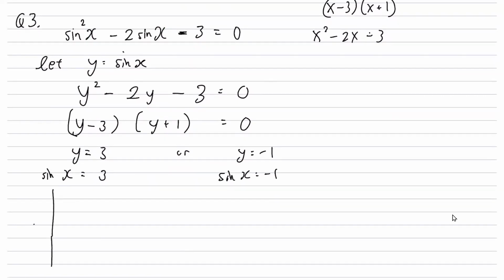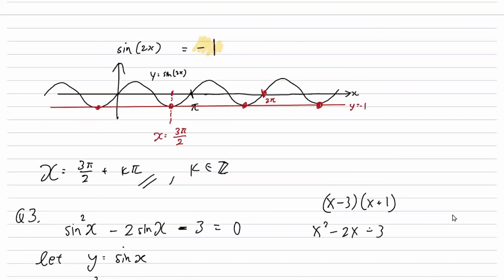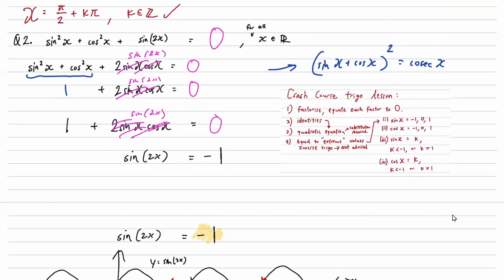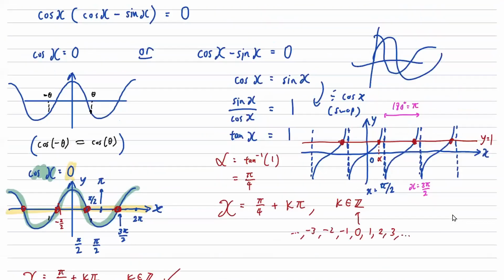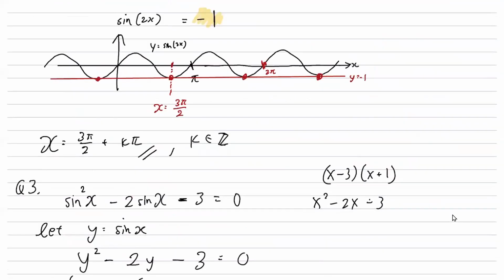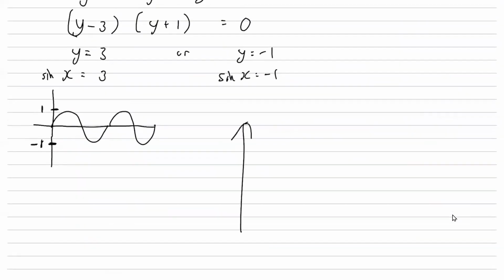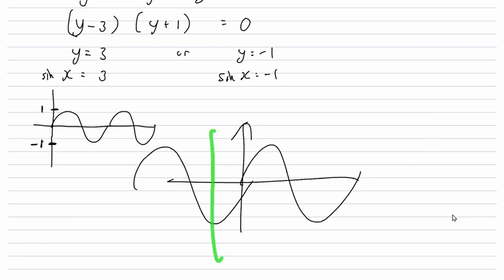No solution. How? Maximum value of sine is what? 1. Minimum value is what? Negative 1. Likewise for cosine, by the way. So is this the principal value? Principal value is talking about this region here.